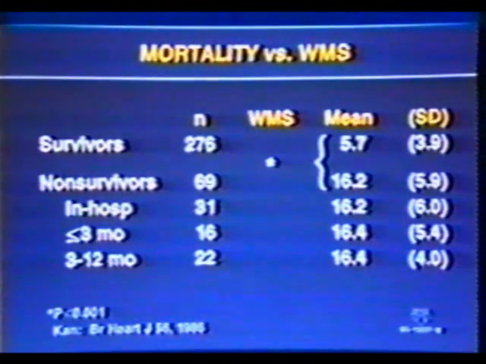For patients dying during the first year after infarct, including in-hospital deaths, the mean wall motion score was 16.2. The mean wall motion score for survivors was 5.7.